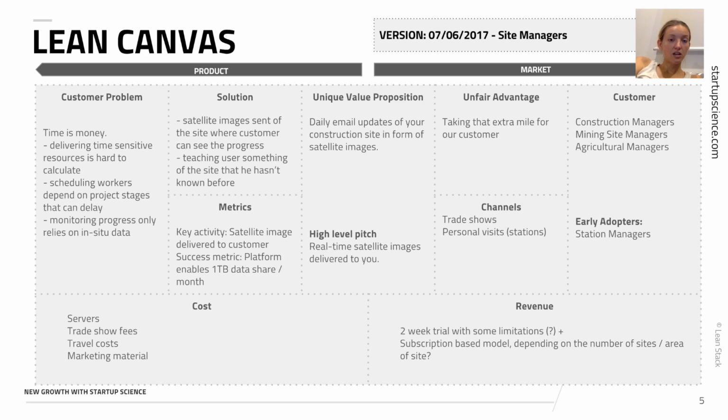Our key metrics here would be the following. Our key activity is the satellite image delivered to the inbox of the customer, and our success metric would be a certain amount of data being accessed each month. Our unfair advantage is that we would be ready to go the extra mile for the customer, go and get whatever he needs to solve their problem.